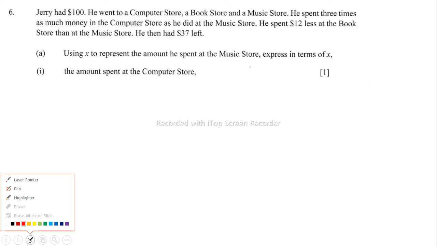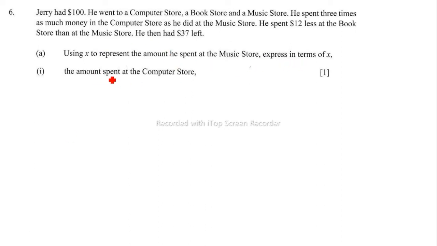Okay, so using X to represent the amount he spent at the music store, expressed in terms of X, the amount spent at the computer store. Okay, so he had $100, right? He went to 3 stores: computer store, bookstore, music store. At the computer store, he spent 3 times as much money as he did in the music store. If we use X to represent the amount of money spent at the music store, what is the amount of money spent at the computer store?